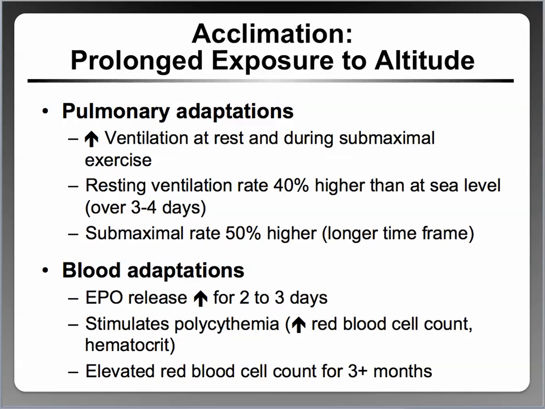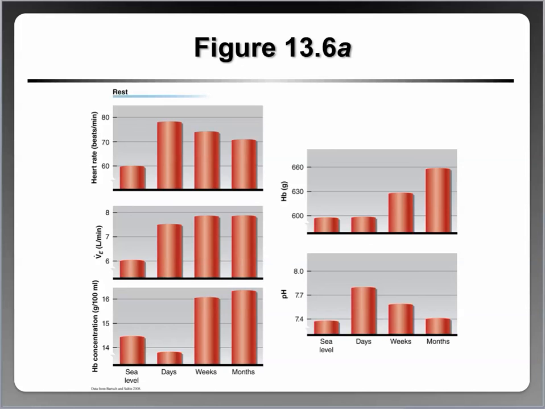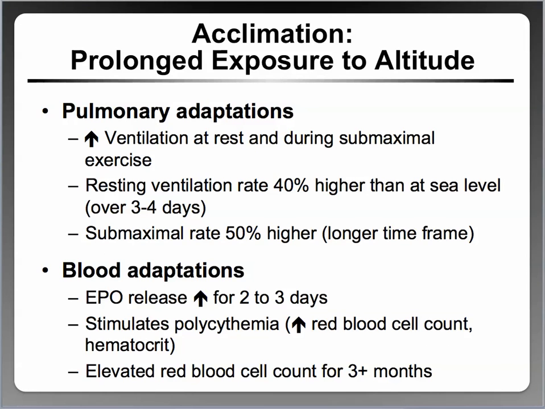Ventilation increases at rest and during submaximal exercise. I'm going to show you a figure that drives home this point. So there are a lot of figures on this. What you need to do is take a look at the left hand side, and the one in the middle represents ventilation. And you can see it's pretty low at sea level, and then within days of arriving at that altitude and continuing through weeks and months, we see an increase. And that increase at rest is about 40% higher than at sea level, and at submaximal exercise it can be as high as 50% higher.